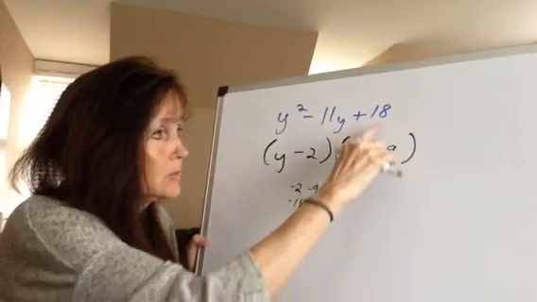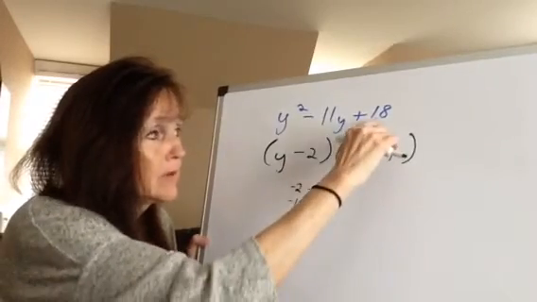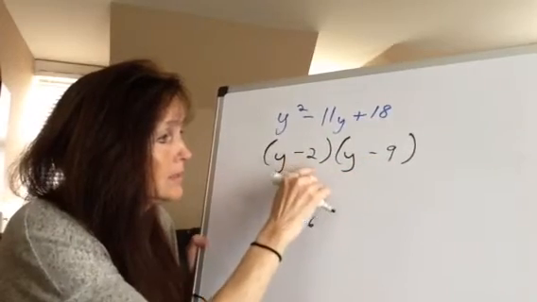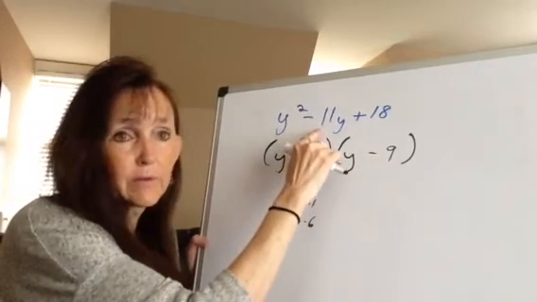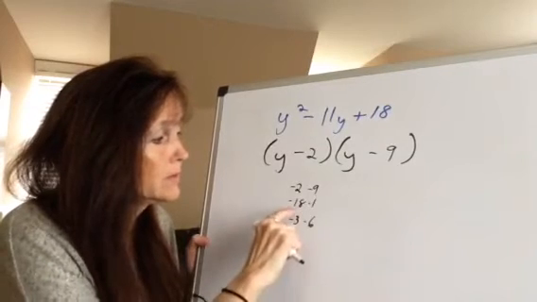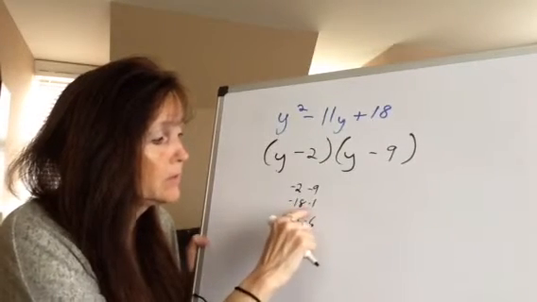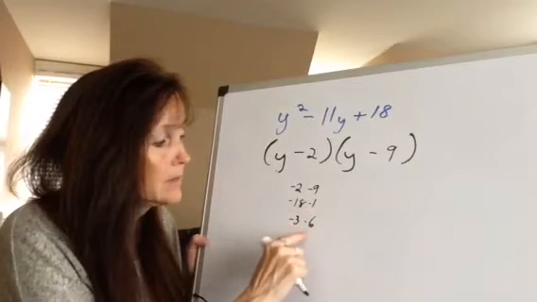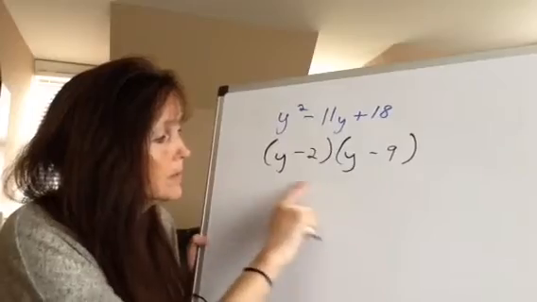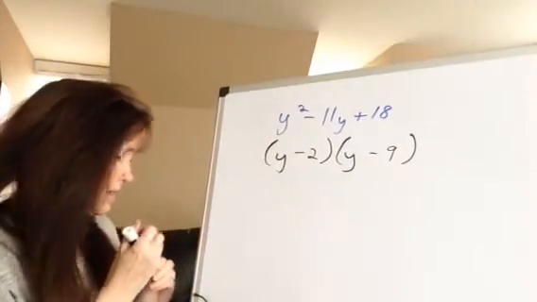2 times 9 gives you 18. Negative 2 times negative 9 gives you 18. Negative 9y, negative 2y gives you negative 11y in the middle. So that is the one that would work. This would not work. That would give you negative 19 when you add. This would give you negative 9 when you add. Those would not work. Okay, let's look at another.